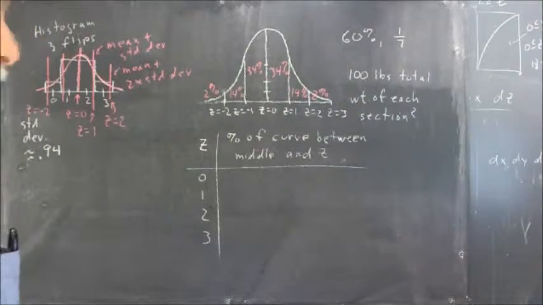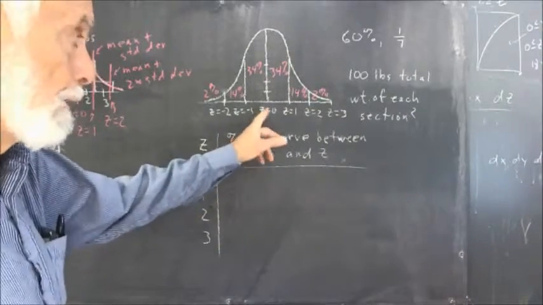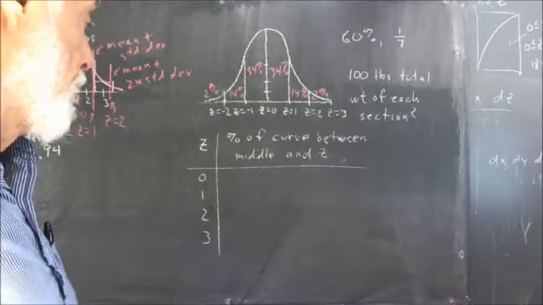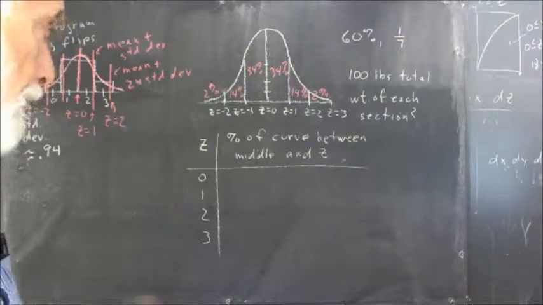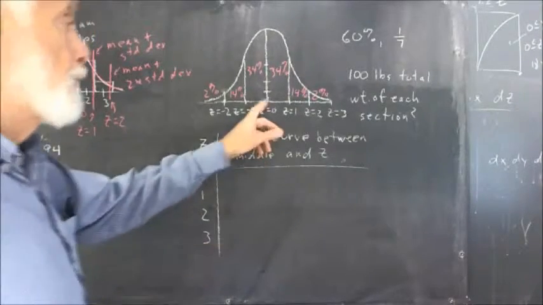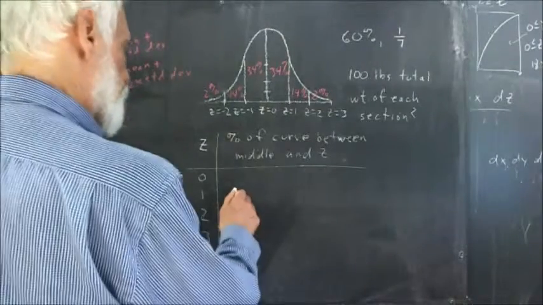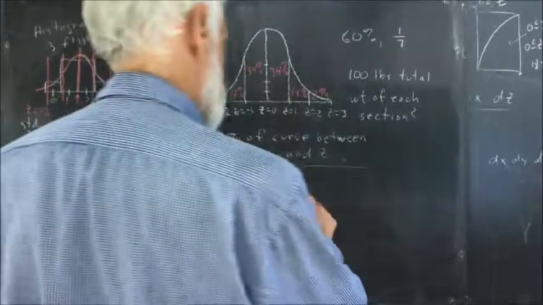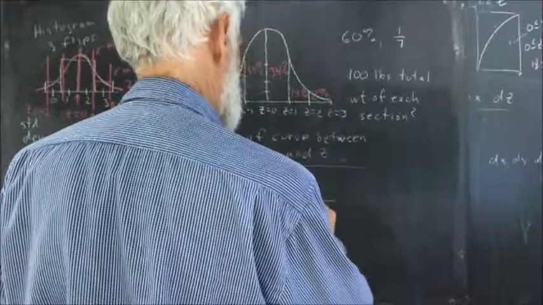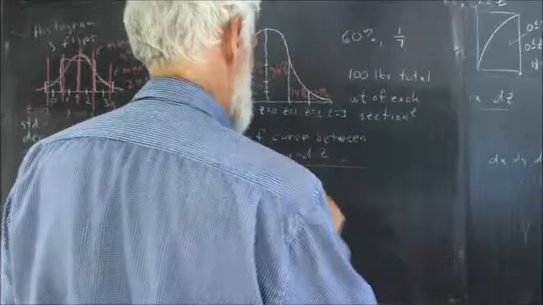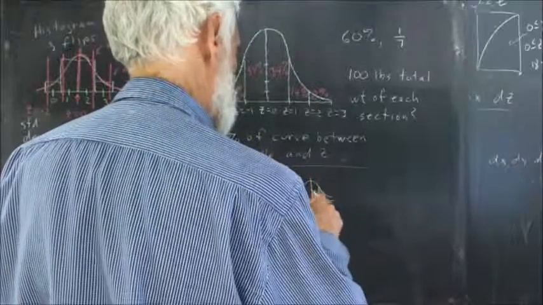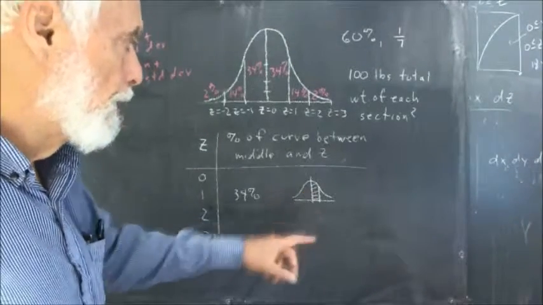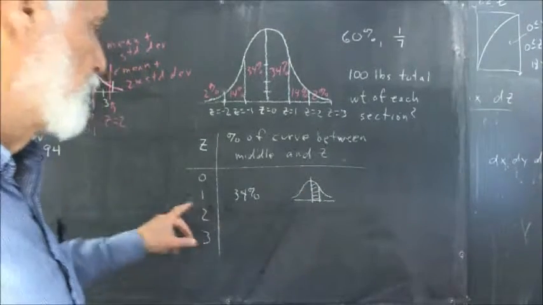For example, what's the percent of the curve between the middle, which is here, and Z equals 1? What do you think? You should pause, think about that if it's not completely obvious to you. But between the middle and here, that's 34%. And I could draw a picture corresponding to that, just a little normal curve. Talking about like this part of the normal curve between the middle and Z equals 1.